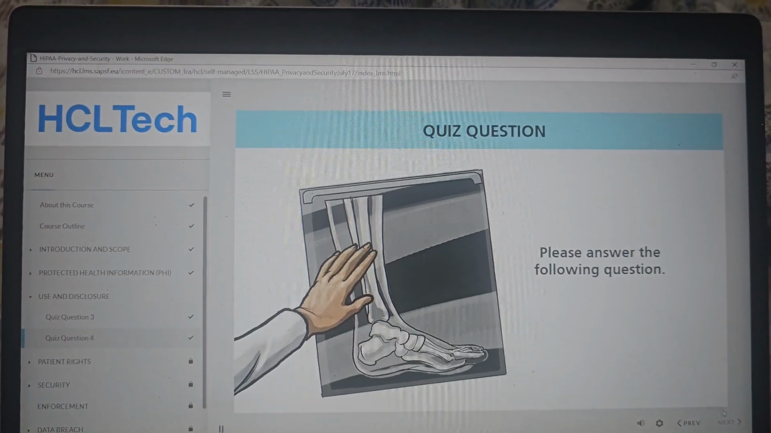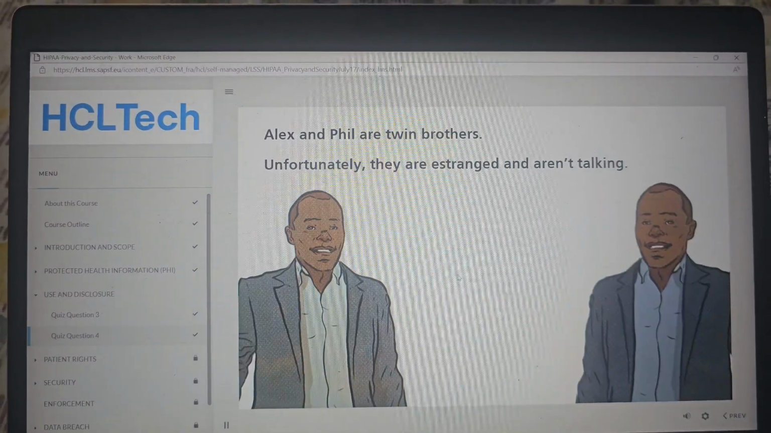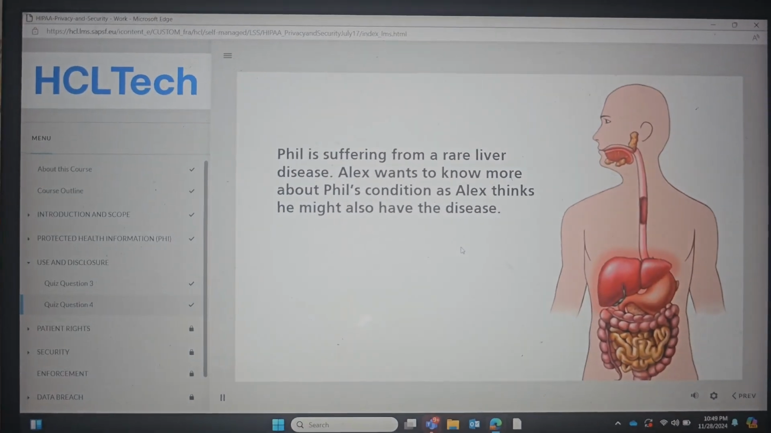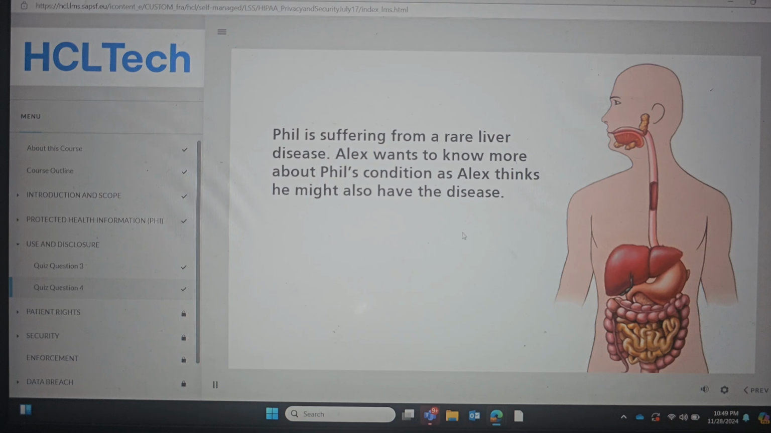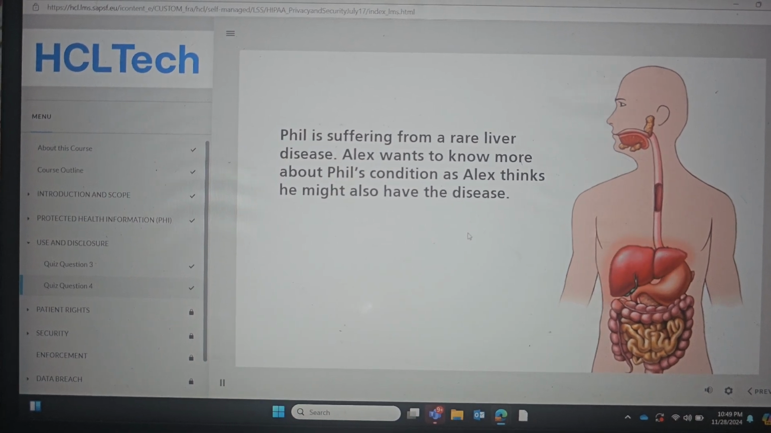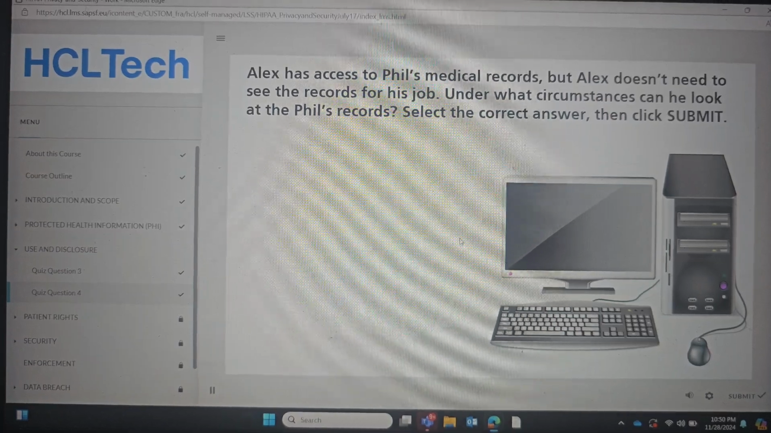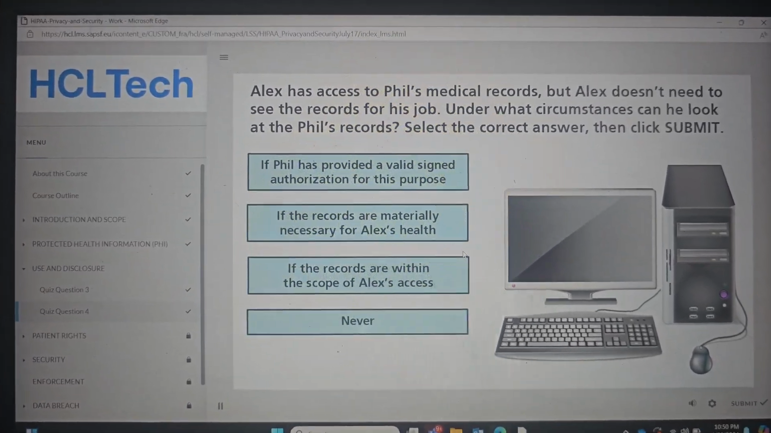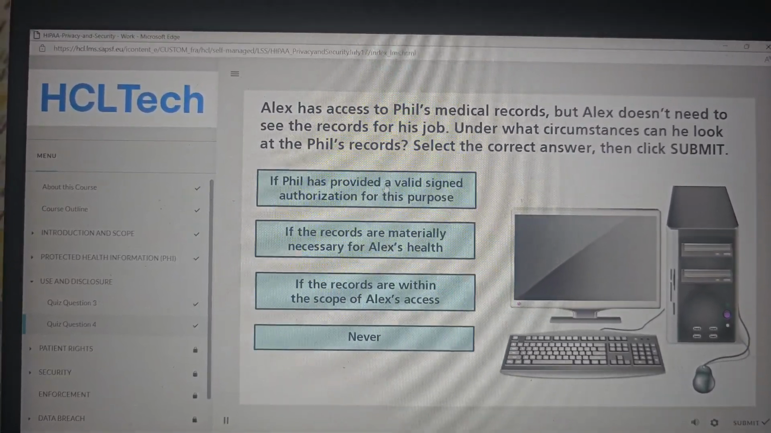Please answer the following question. Alex and Phil are twin brothers. Unfortunately, they are estranged and aren't talking. Phil is suffering from a rare liver disease. Alex wants to know more about Phil's condition, as Alex thinks he might also have the disease. Alex has access to Phil's medical records, but Alex doesn't need to see the records for his job. Under what circumstances can he look at Phil's records? Select the correct answer, then click Submit.